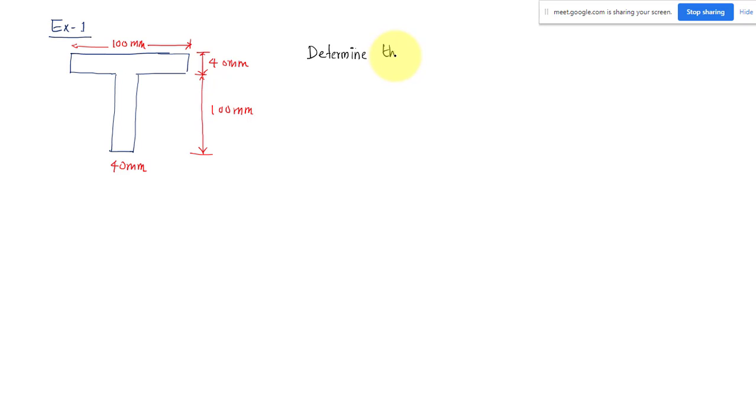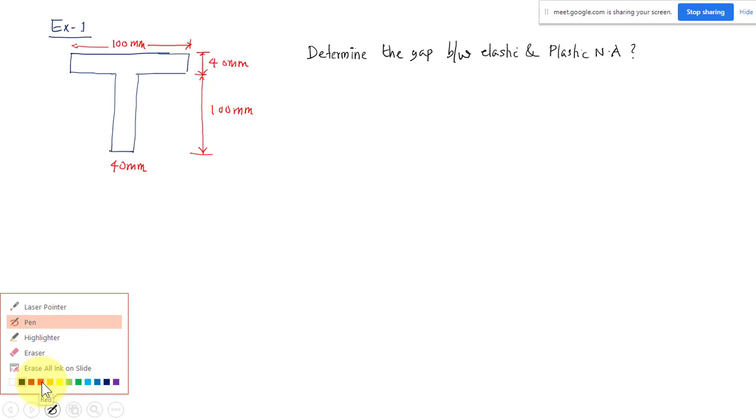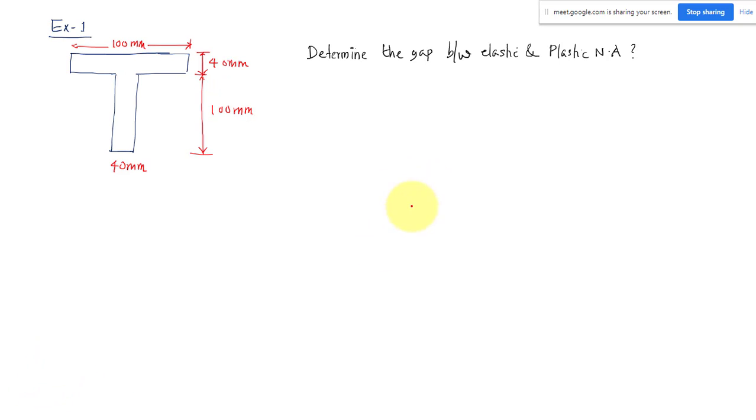So determine the gap between elastic and plastic neutral axis. For the elastic neutral axis, you have to give me the answer, because the elastic neutral axis is nothing but you have to just locate the centroid. Everybody knows how to locate the centroid.